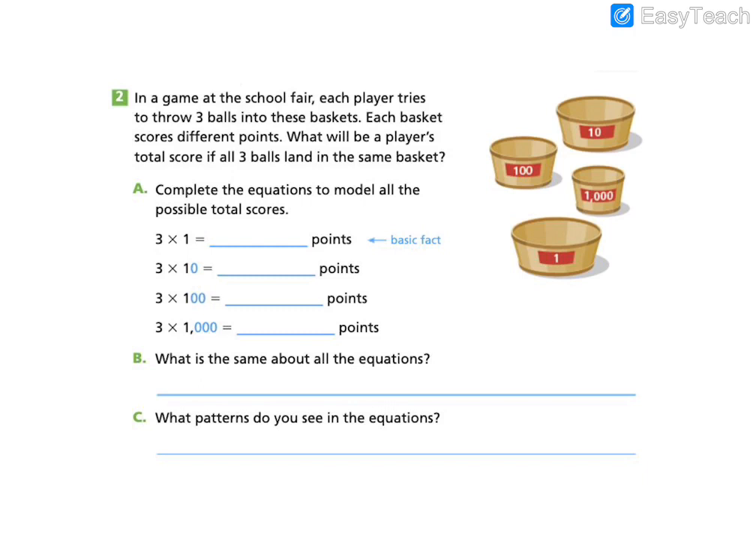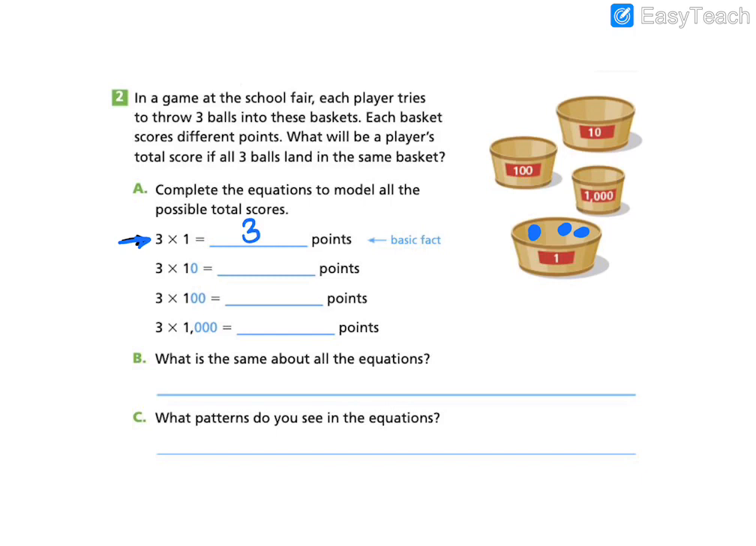In a game at the school fair, each player tries to throw 3 balls into these baskets. Each basket scores different points. What will a player's total score be if all 3 balls land in the same basket? So it's going to start us off with if we use this basic fact 3 times 1. The player threw 3 balls, 1, 2, 3. They all ended in the 1 point. 3 times 1, how many points are they going to score?